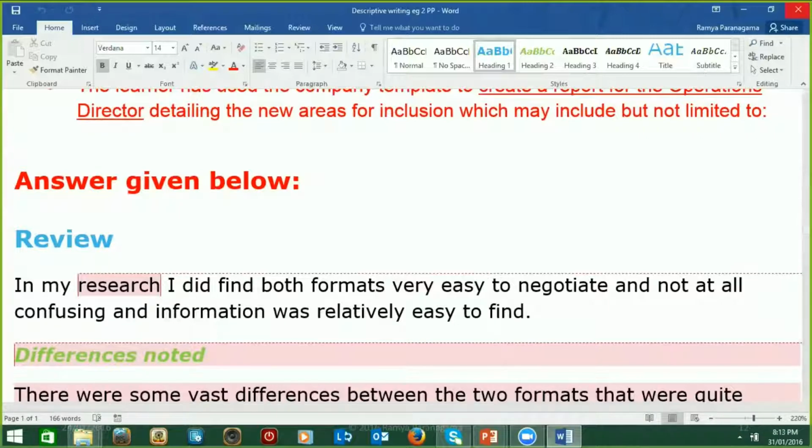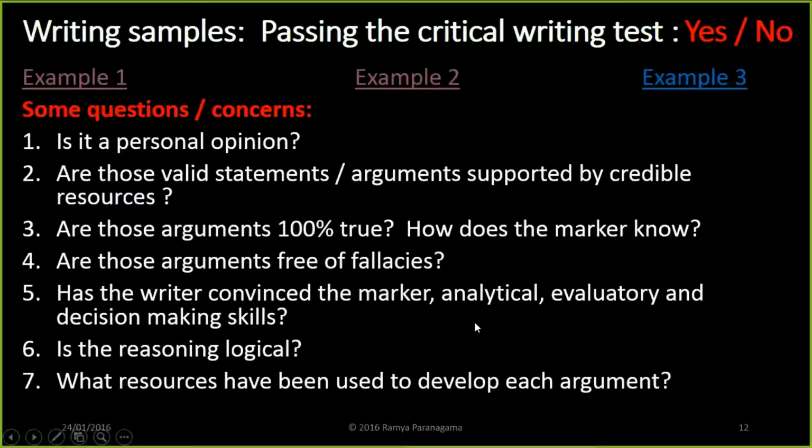Now let's go back and do our test to decide how far it's correct. Okay. Is it a personal opinion? Yes, it is. Are those valid statements supported by credible resources? There are no valid resources, so it's no. Are those arguments 100% true? We cannot say the truth of it because it was not developed based on credible resources, right? So the marker cannot decide that.